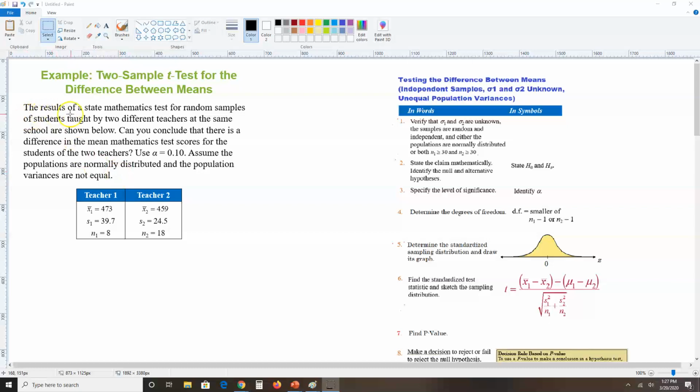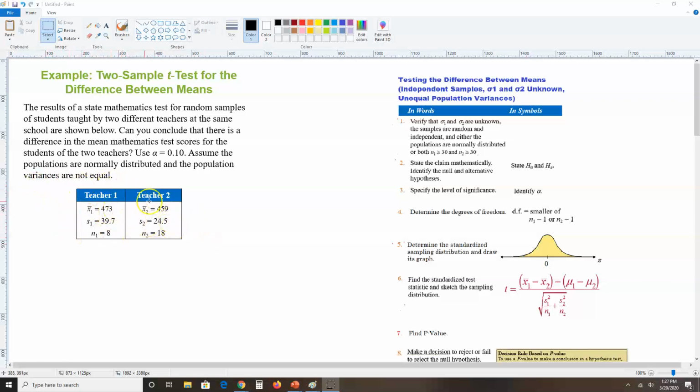It says here, the results of a state mathematics test for random samples of students taught by two different teachers at the same school are shown below. Okay, so here's the statistics for teacher 1 and teacher 2. Can you conclude there is a difference in the mean mathematics test scores for the students of the two teachers? Use alpha equal 0.10, assume the populations are normally distributed and the population variances are not equal.